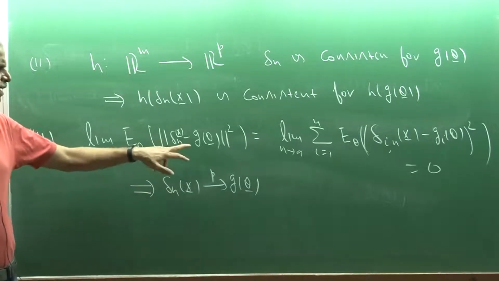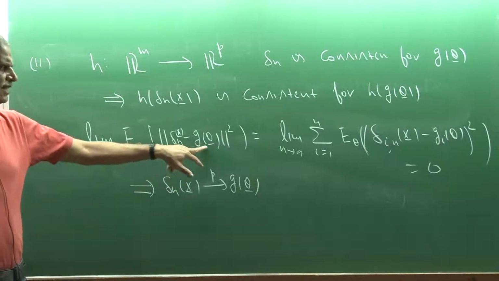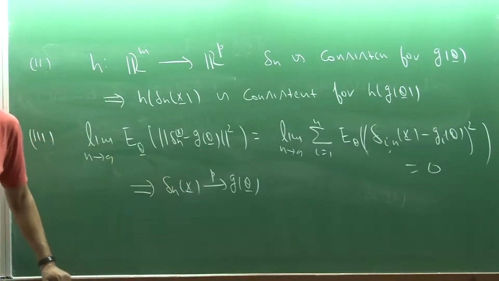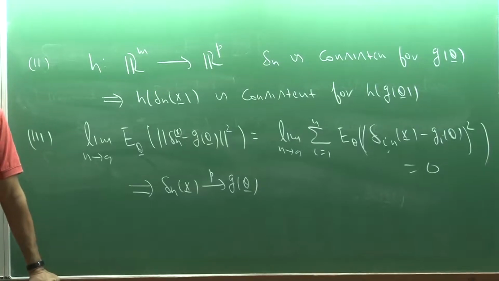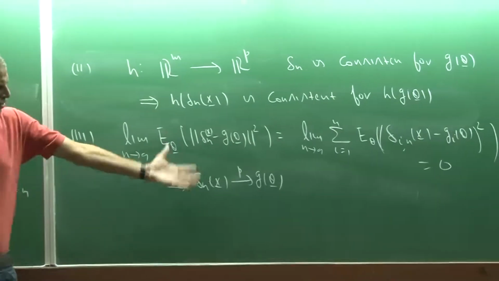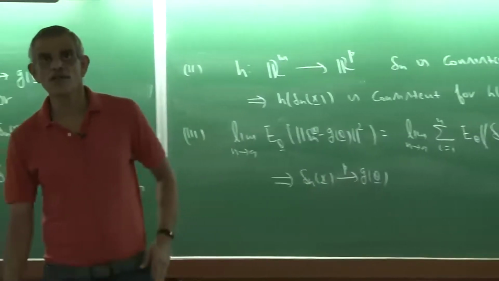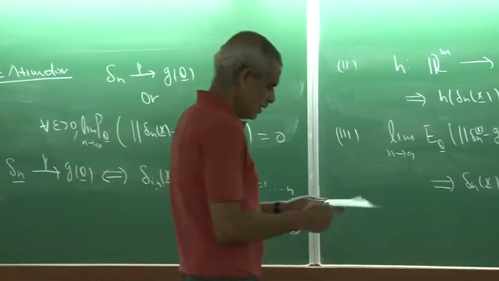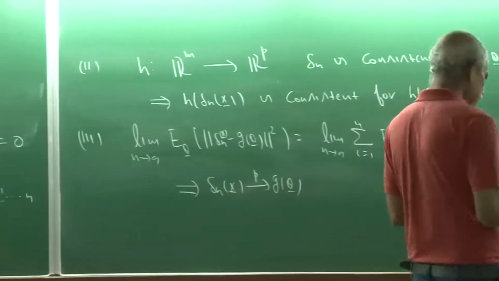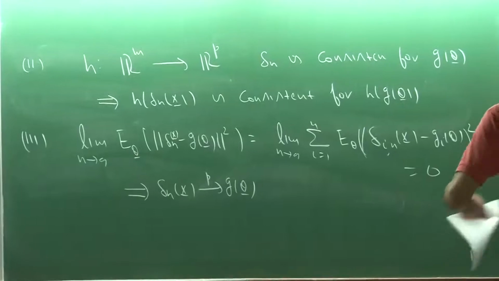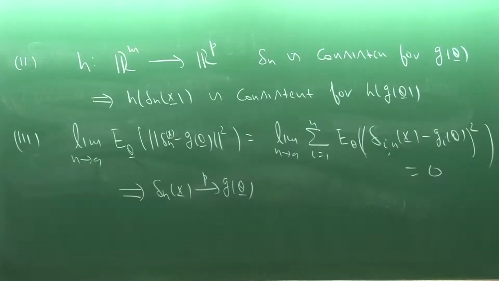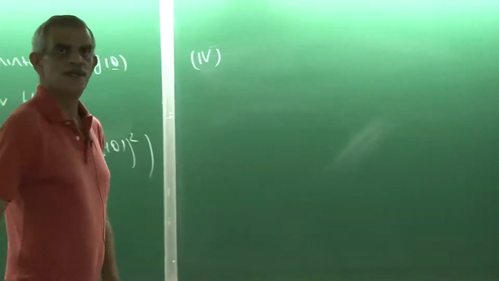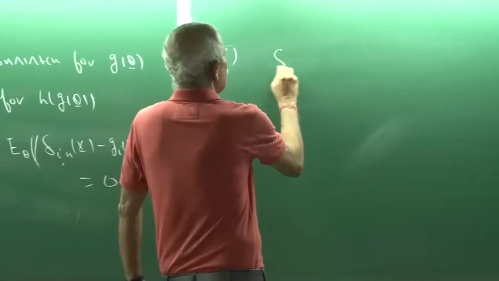So if you can show that the L2 distance between delta n and g theta goes to 0, then delta n would always be consistent for g theta. Of course, the proof is straightforward. If you recall your last course, the proof is using Chebyshev's inequality. Okay, so now let us consider a few more results. Fourth, delta n is consistent for g theta.